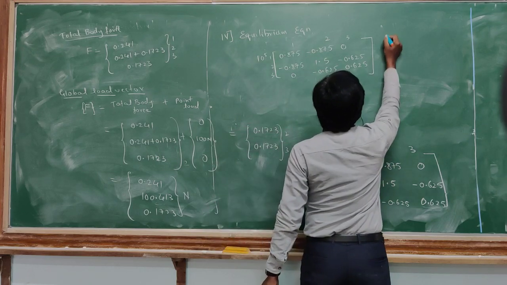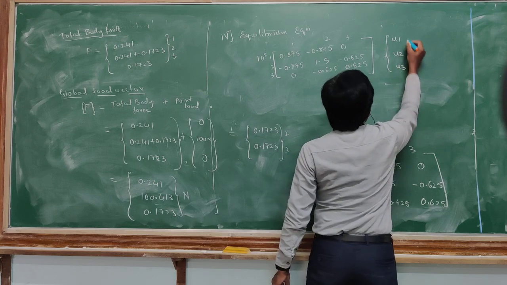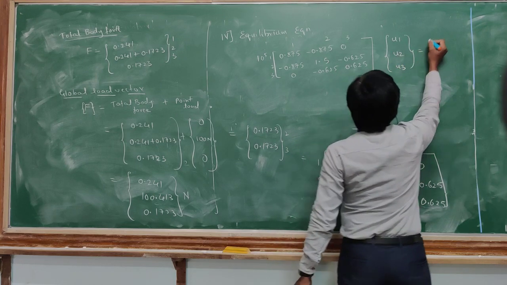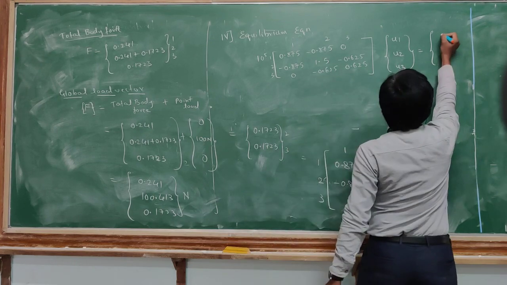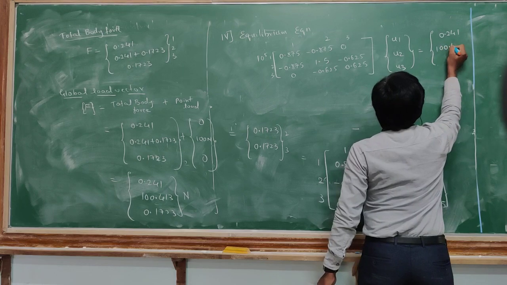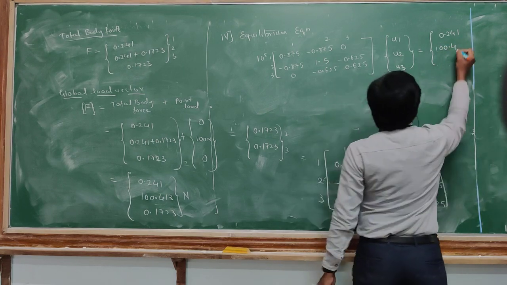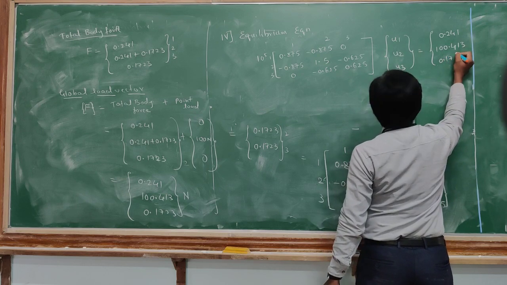Now I have to multiply by the displacement U1, U2, U3. Next I have to write the force vector. So that is 0.241, 100.413 and 0.1723.